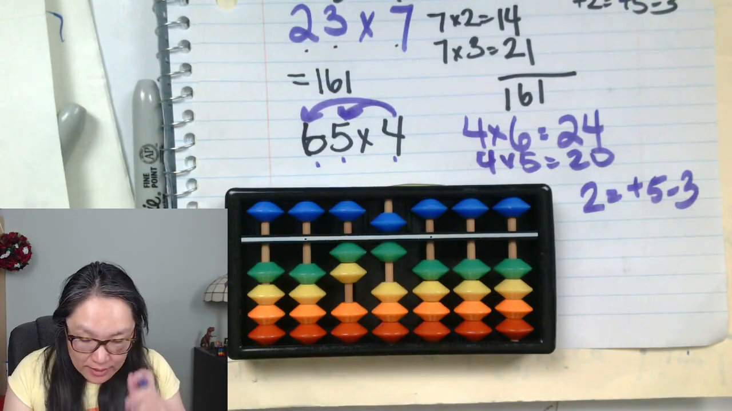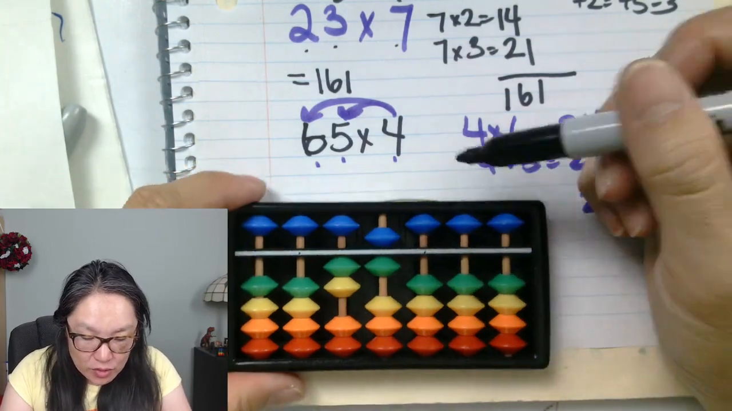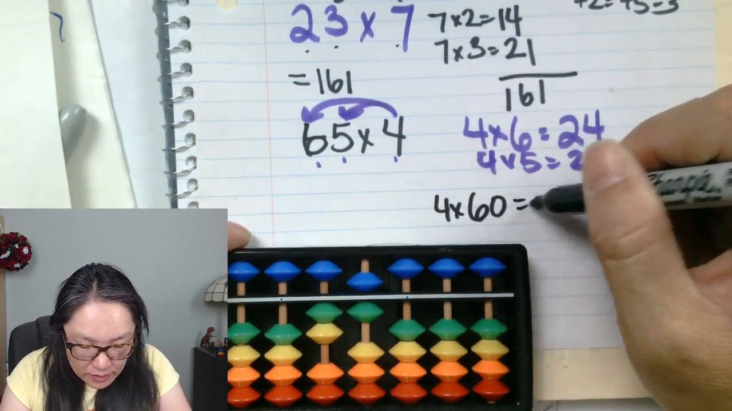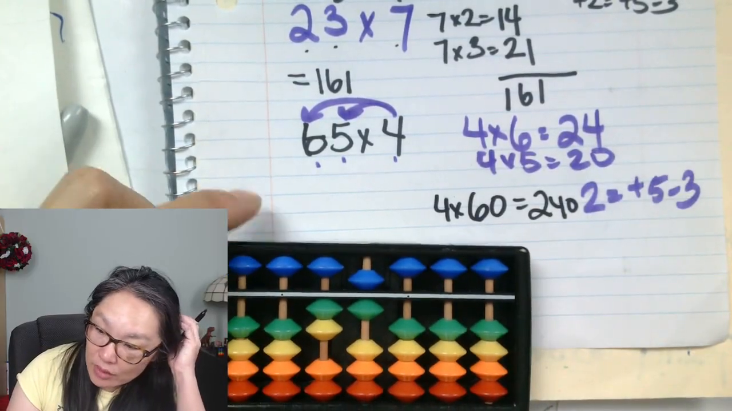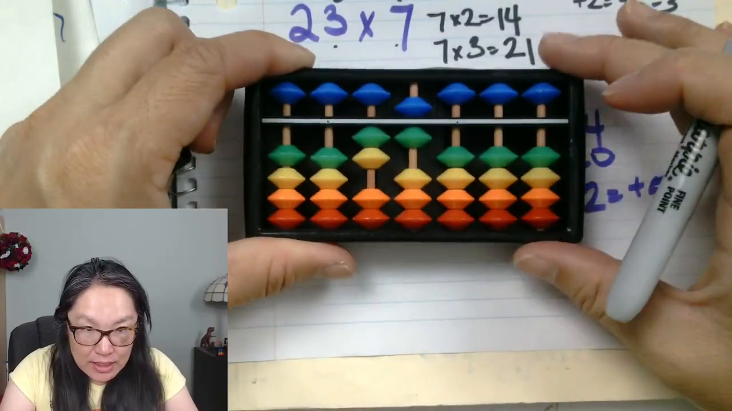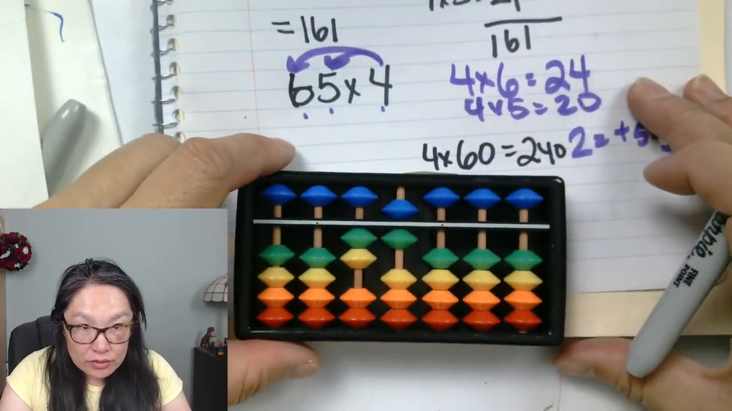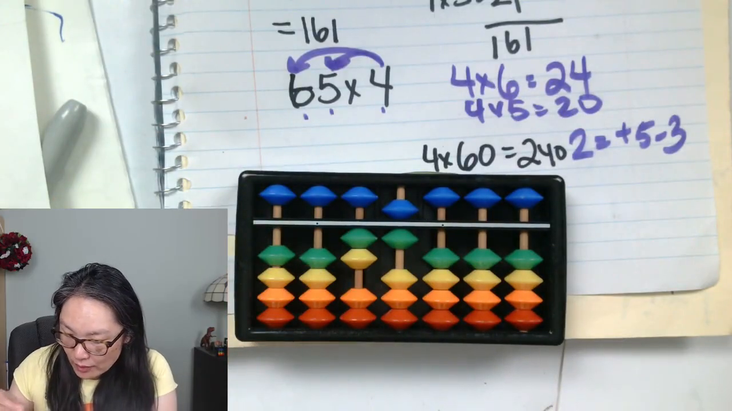But again, this is different than new math. Because what do they do? In new math, they do 4 times 60 is equal to 240. The difference is in new math, they have to write it out. Abacus does it for you. It keeps track of your place values. That's the difference.